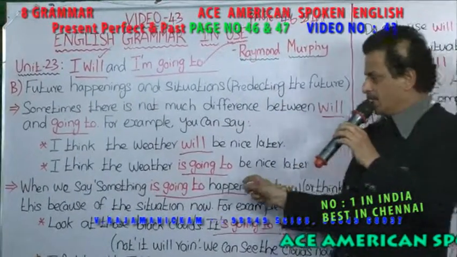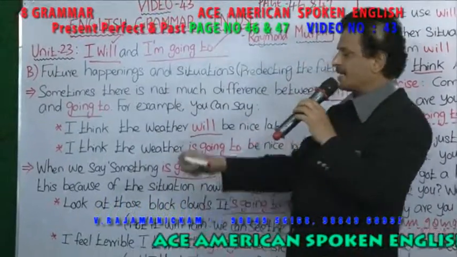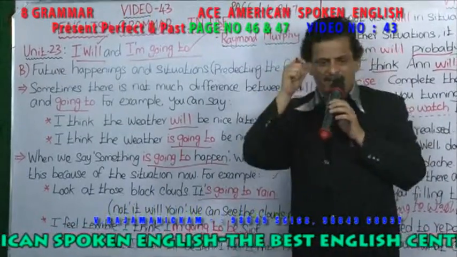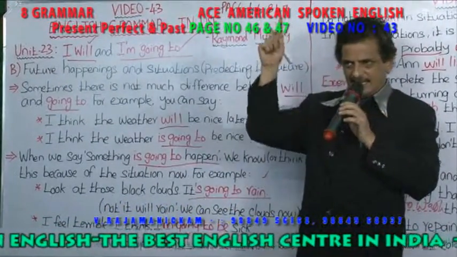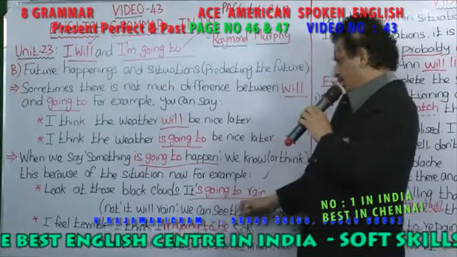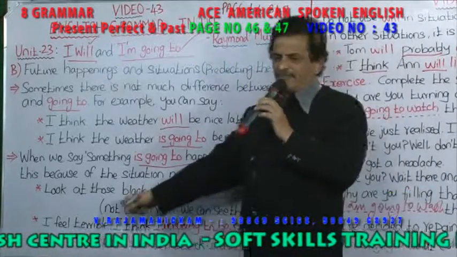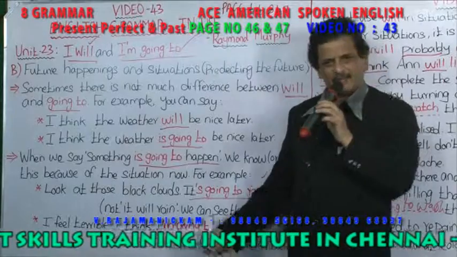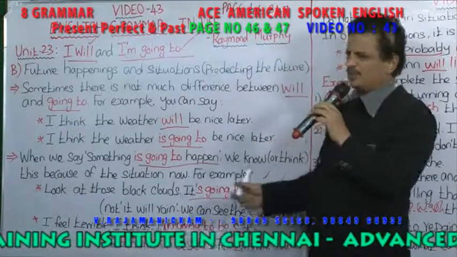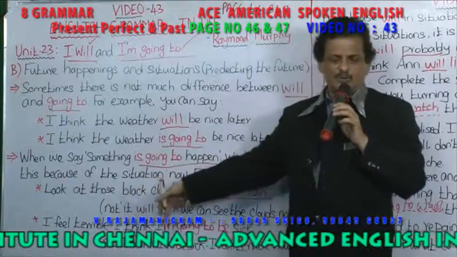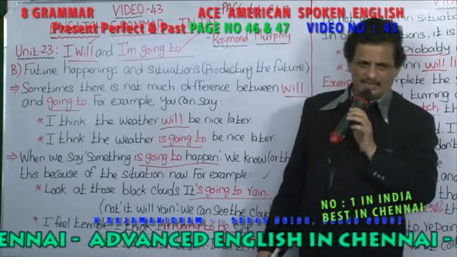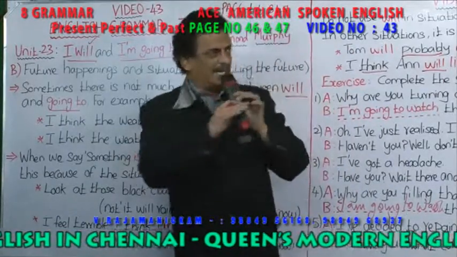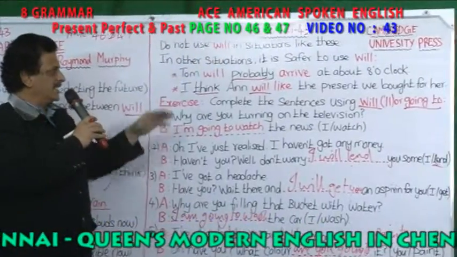ஒன்றின் காரணமாக ஒன்று நடைபெறுகிற பொழுது கோயிங் டு. உதாரணத்துக்குப் பாருங்கள், லுக் அட் தீஸ் பிளாக் கிளவுட்ஸ். மேலே இருக்கக்கூடிய அந்த கருநிற மேகங்களைப் பார். இட் இஸ் கோயிங் டு ரெயின். மழை பெய்யப் போகிறது, கருமேகங்கள் இருக்கிற காரணத்தினாலே. ஸோ நவ் இட் வில் ரெயின், வி கேன் சி த கிளவுட்ஸ். நவ் ஐ ஃபீல் டெரிபிள். டெரிபிள் என்றால் ரொம்ப மோசமாக உணர்கிறேன், உடல் ரீதியாக. ஐ திங்க் ஐ ஆம் கோயிங் டு பி சிக். ஒன்றின் காரணத்தினால் ஒன்று நடைபெறப் போகிறது என்று உறுதியாக நம்புகிற பொழுது ஐ ஆம் கோயிங் டு. நாட் ஐ திங்க் ஐ வில் பி சிக். ஐ ஃபீல் டெரிபிள் நவ்.